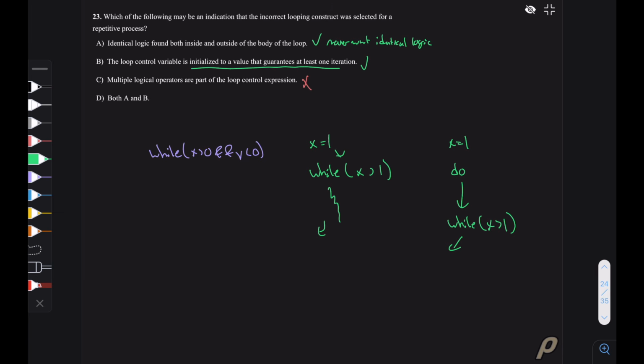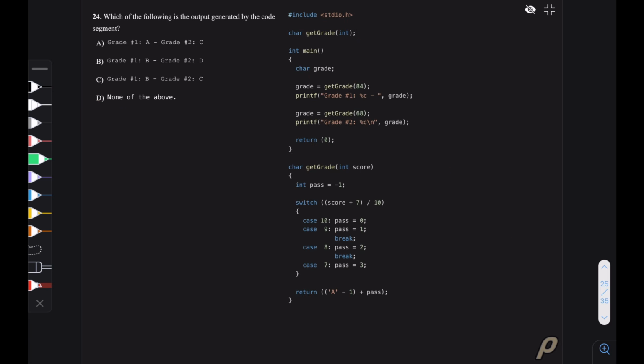And you certainly wouldn't want to be using a for loop for that anyway, so you probably chose the right thing to begin with. So that makes D, both A and B, kind of a crazy one, to be the correct answer. 24, we're finally getting back to tracing some code. Everyone's favorite. So let's look at, looks like we're going through some UDFs here, some user-defined functions.